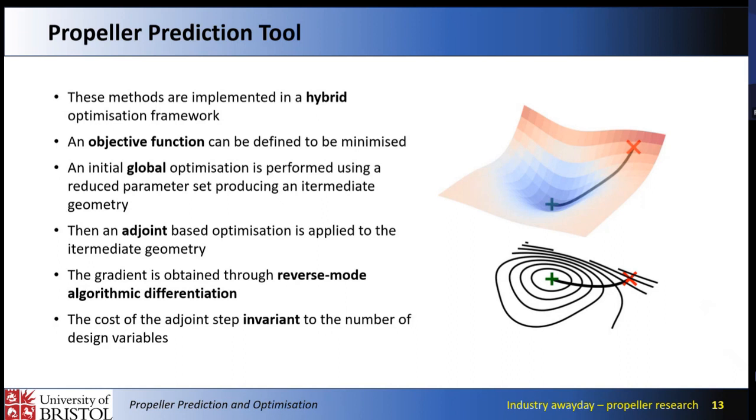And the important thing is that the computation is invariant to the number of design variables. So we can have as many design variables as we like to define the shape of the propeller or the operating conditions, and the computational cost doesn't scale, so it stays the same.